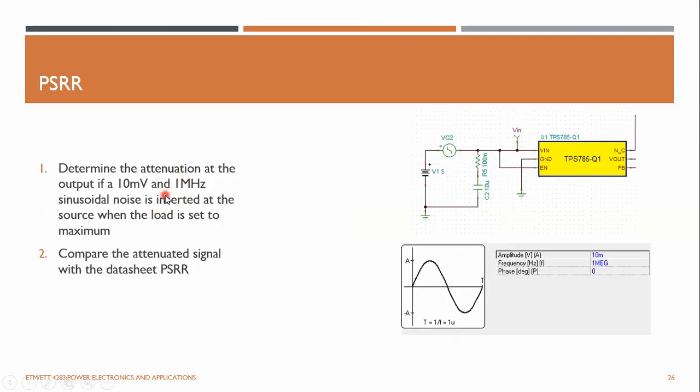In order to get the PSR, you have to provide a 10 millivolt signal at 1 megahertz. So use this signal generator and set its values like this. And you can observe the output voltage using the oscilloscope and measure the amount of output voltage, and then using the PSR equation, determine the PSR at the output. So you need to use the oscilloscope at the output to get this output voltage.